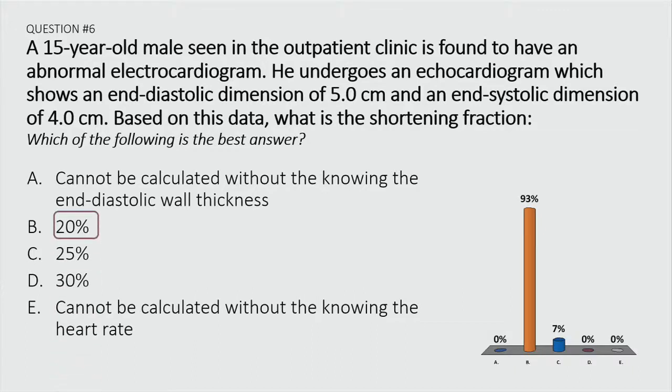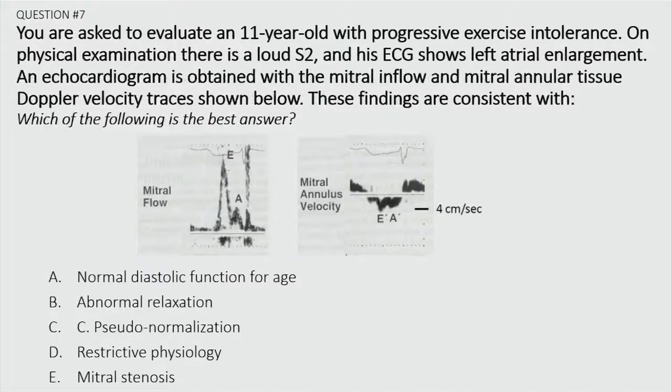Good. Okay, so the formula for fractional shortening or shortening fraction, same thing, end diastolic dimension minus end systolic dimension divided by end diastolic dimension. So 5 minus 4 is 1 over 5, that's 1/5 or 20%. So B is the correct answer. Let's go to the next one.